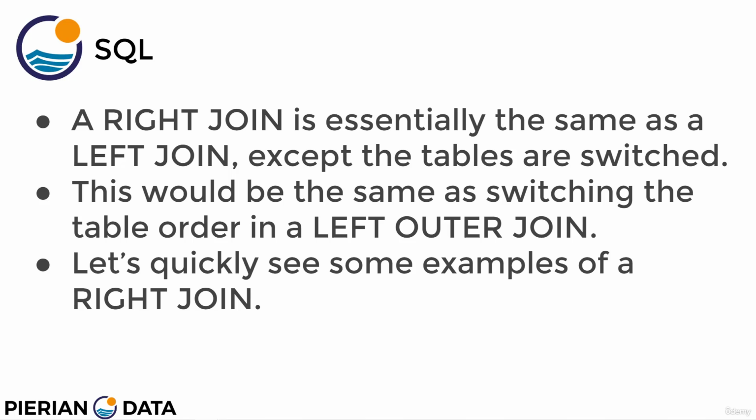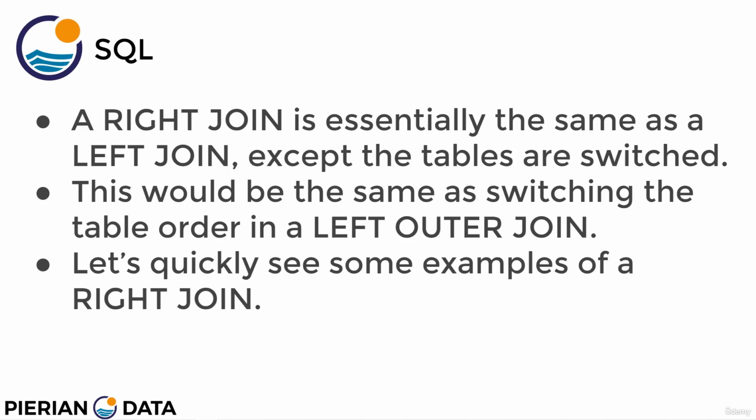But the reason I don't want to dwell on it too much is because a right join is essentially the exact same thing as a left join, except you just switch the tables around. So this would be the exact same thing as switching the table order in a left outer join. In fact, you can pretty much go on just using a left join for two tables and just switching up the order of the tables in order to satisfy whatever need you have. So it really depends on how you think about the tables and what order they come in your mind. Whether table A is on the left, table B is on the right, or if table B is on the left and table A is on the right.